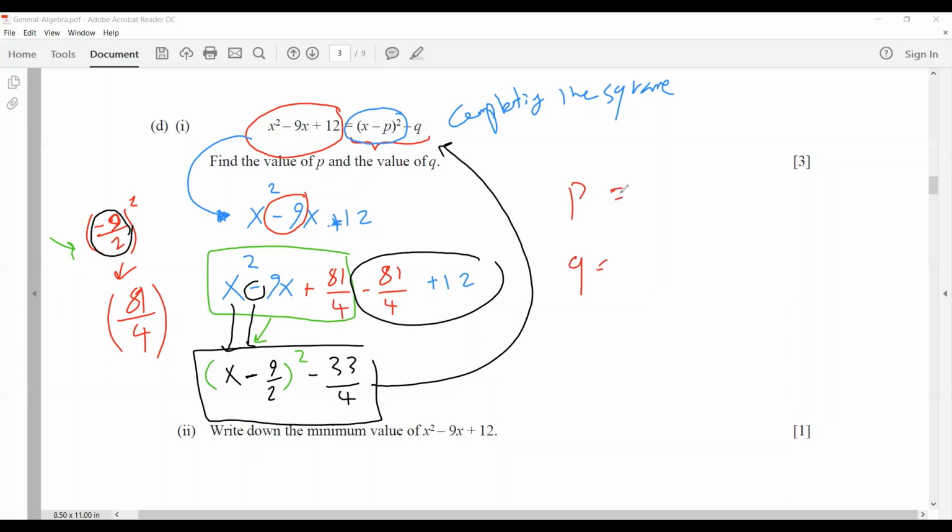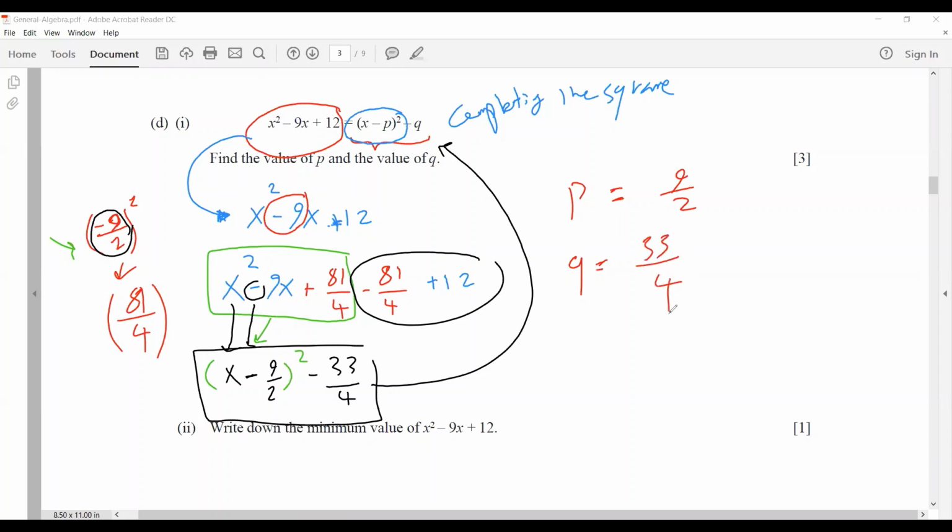So again, a misconception here. The students write P is negative 9 over 2. That's wrong. Guys, make a comparison. Look at this statement and this statement. The negative is already there. We have a negative here as well. So basically, this guy should be P, right? So P should be 9 over 2. Q should be 33 over 4. So no need to bring the negative here because we have a negative here as well. And that's it. Now they're asking us to write down the minimum value of this quadratic equation.